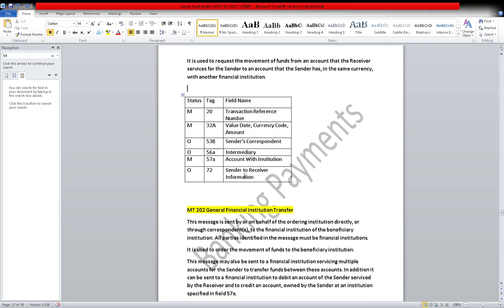And what are the fields involved in it? Tag 20, transaction reference number, then validate currency code, sender's correspondent. If sender's correspondent is not involved, it is not mentioned in 53B, but if mentioned, then sender's correspondent 56, and this is optional by the way. These fields are optional, not mandatory. Only mandatory is 57A, the receiver institution, the receiver bank's IBAN, and sender to receiver information in field 72.